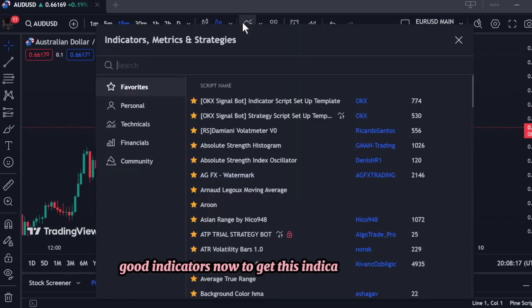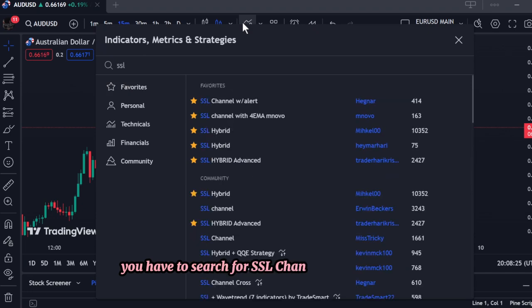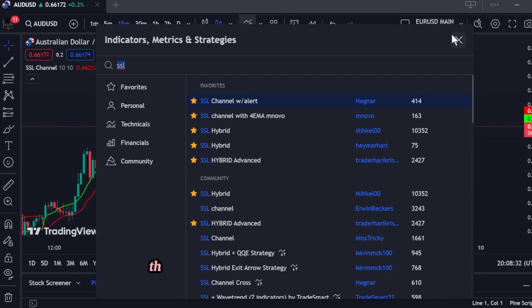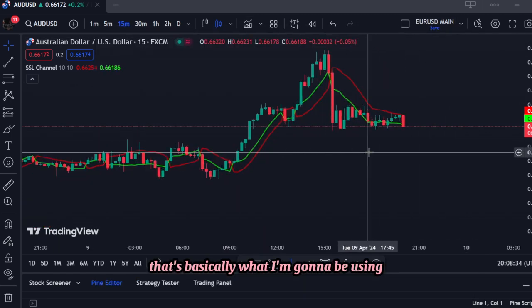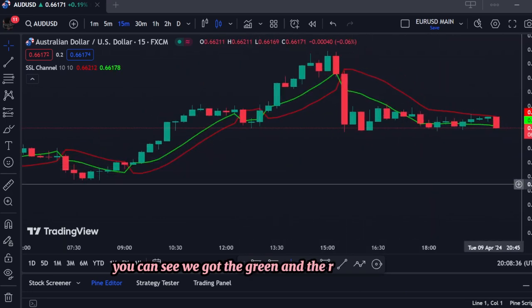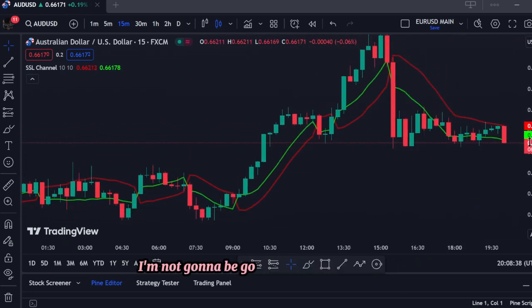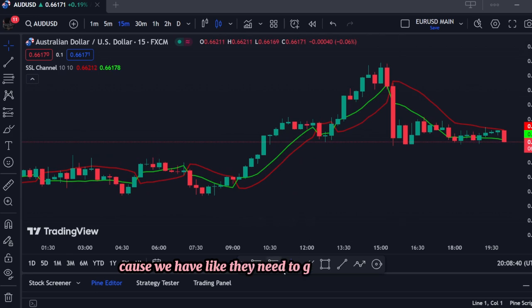Now, to get this indicator, first of all, you just have to click on the indicators tab on TradingView, and then next, you have to search for the SSL channel alert indicator. I'm going to be selecting this first one by ANAR. Now you can see we got the green and the red. I'm not going to be going over them too much because we have 10 indicators to look at.